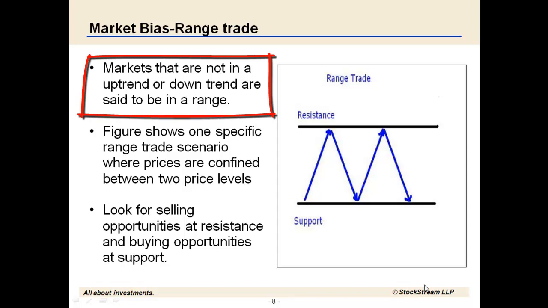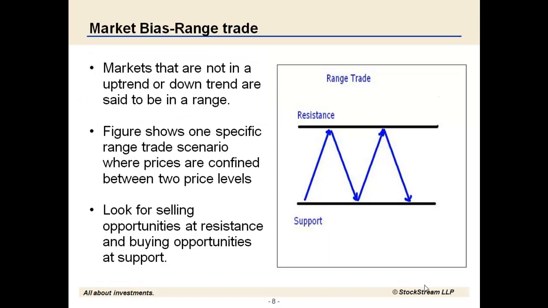Markets that are not in an uptrend or a downtrend are said to be trading in a range. Markets trading in a range are said to be in consolidation. Markets generally consolidate either after an up move or down move. Markets generally spend more time in a range than in an uptrend or a downtrend. If you see markets trading in a range, you should be looking for buying opportunities near supports and selling opportunities near resistance levels.